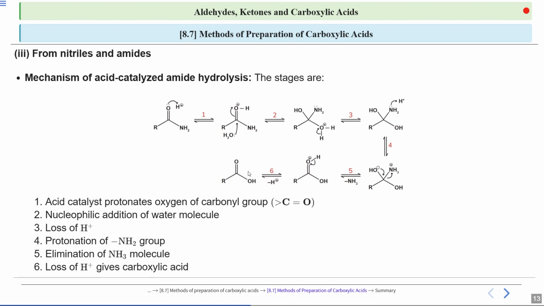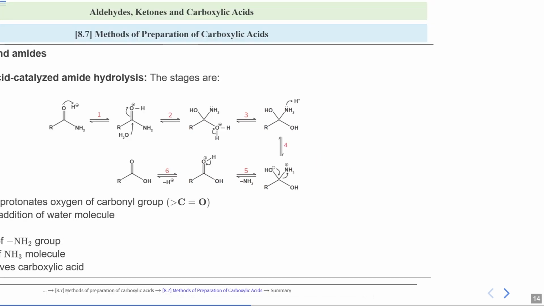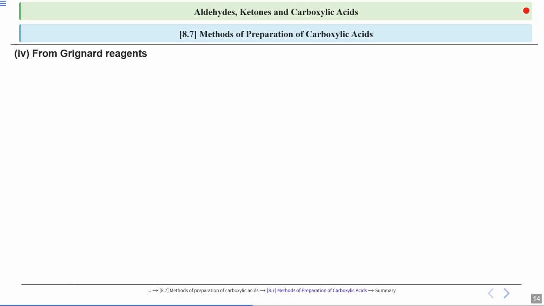Okay, so we have seen how from amide we can convert it into carboxylic acid involving protonation, nucleophilic addition, and elimination. So I hope this mechanism is clear. The next method which we are going to see is from Grignard reagent. Okay, so we are going to prepare carboxylic acid from Grignard reagents.